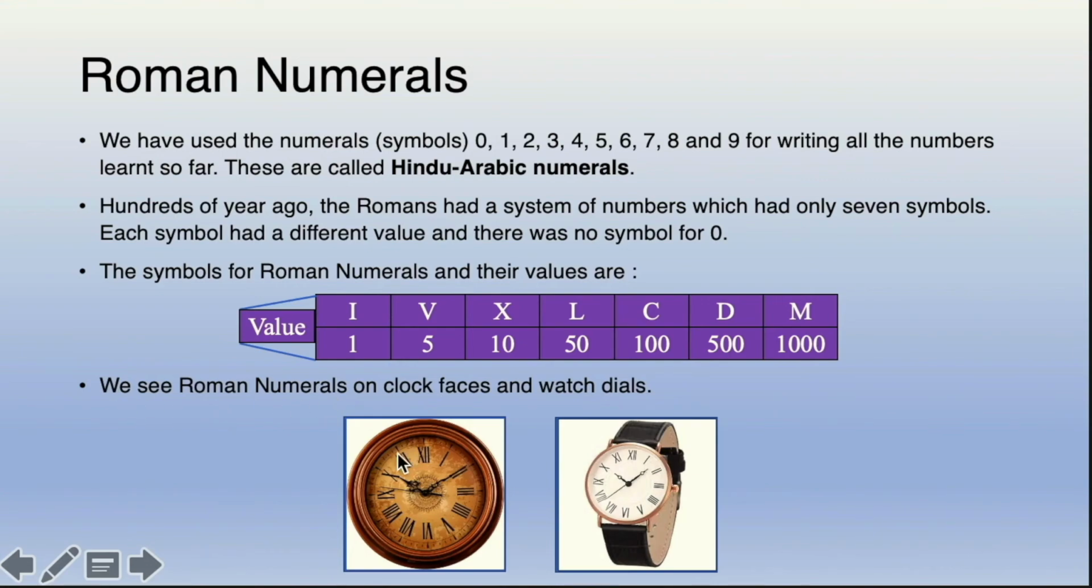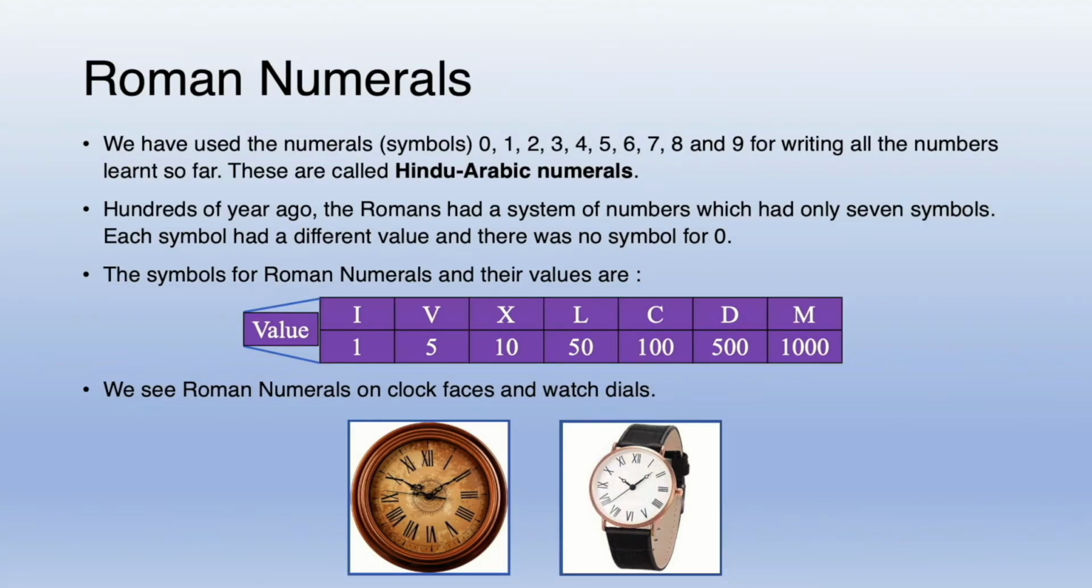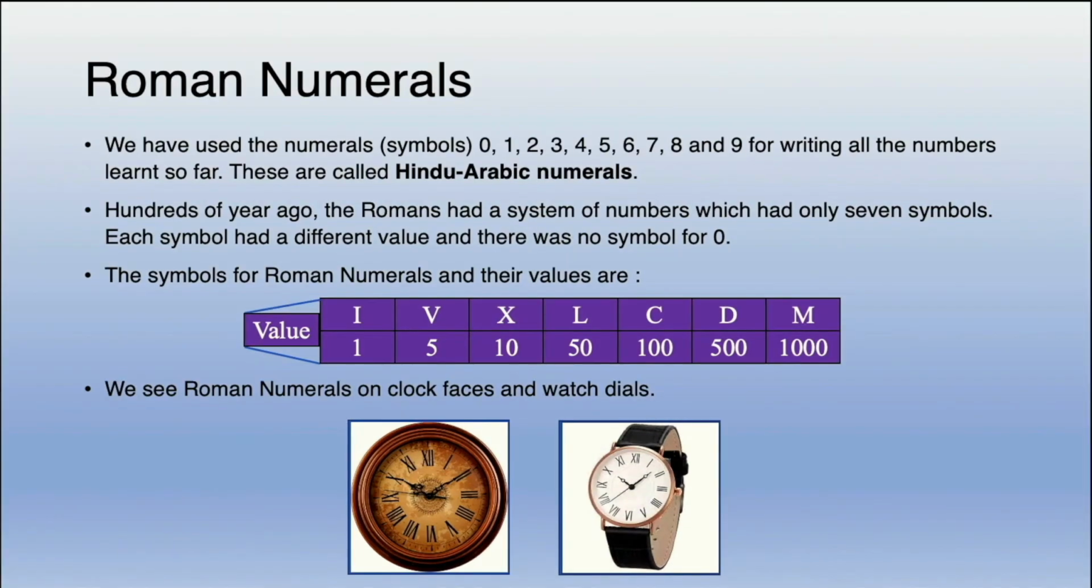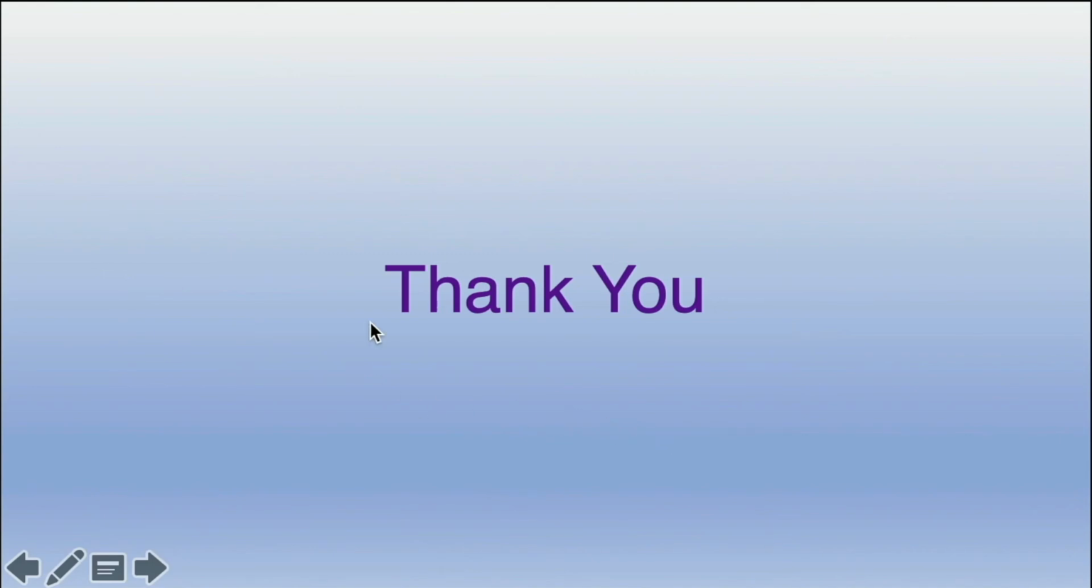Now, you must have seen clocks and watches having, instead of the numbers with digits, these Roman numerals on the watch dial and the clock face. So over here, at the place of number 1, we have the letter I. And over here, at the place of number 10, we have X. So, all the Roman numerals are formed using these 7 basic symbols only. So, with this we come to the end of the PPT.